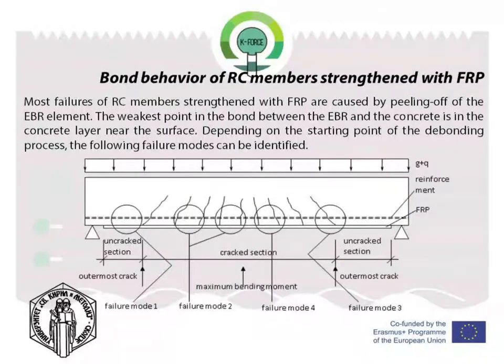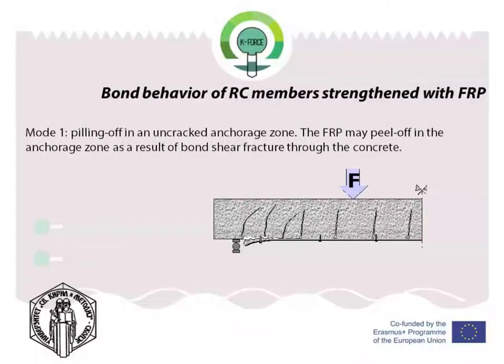Most failures of reinforced concrete members strengthened with FRP are caused by peeling off of the externally bonded reinforcement. The weak point in the bond between the externally bonded reinforcement and the concrete is in the concrete layer near the surface. Depending on the starting point of the debonding process, the following failure modes can be identified. Mode 1. Peeling off in an uncracked anchorage zone. The FRP may peel off in the anchorage zone as a result of bond shear fracture through the concrete.